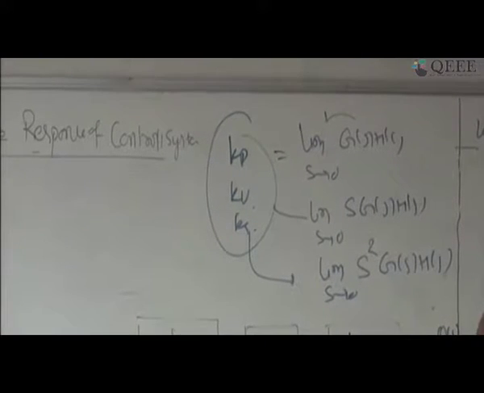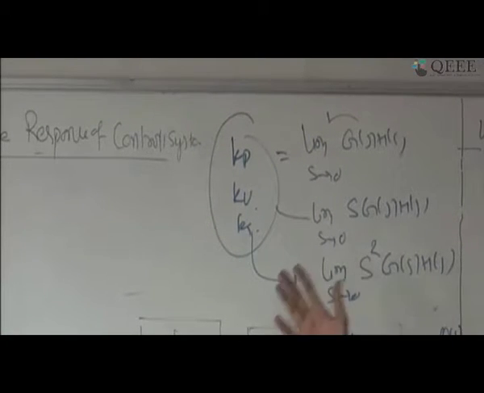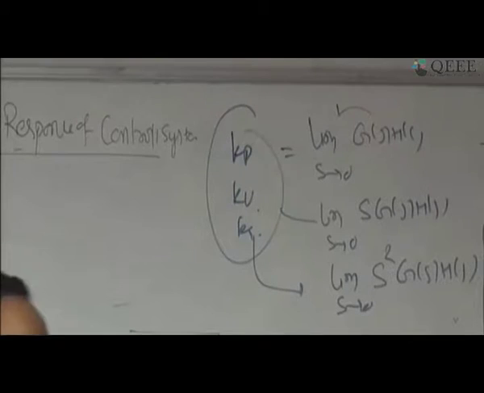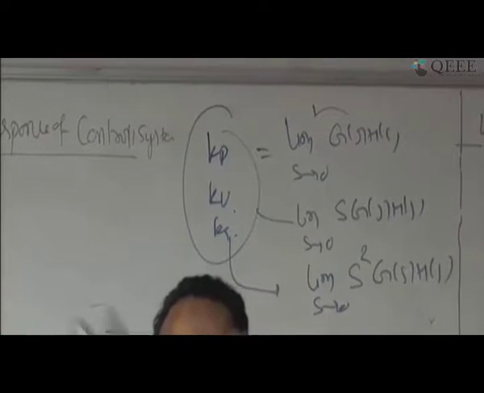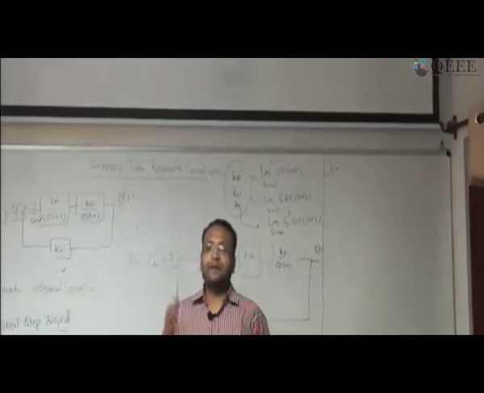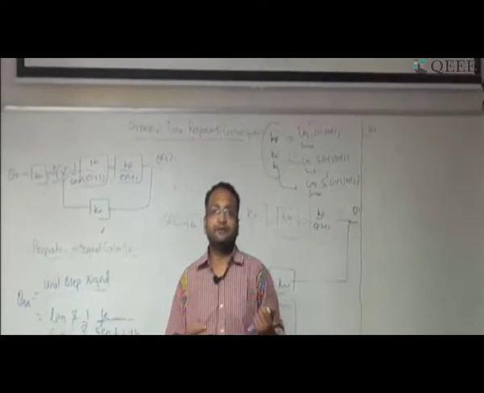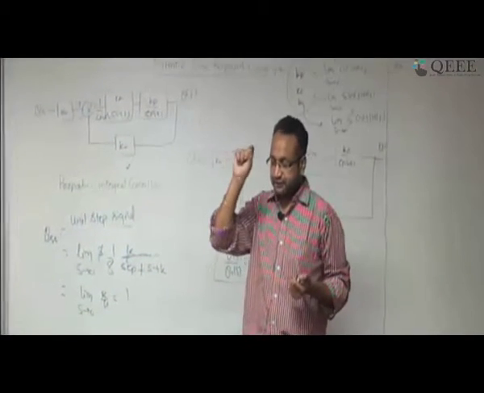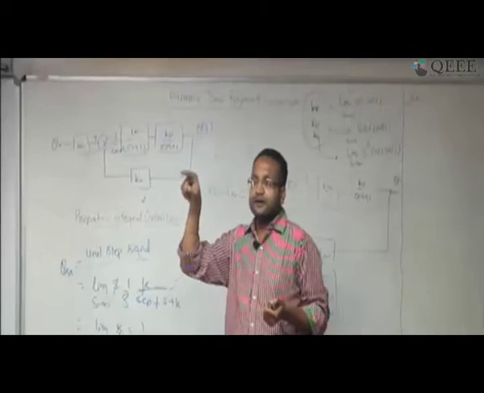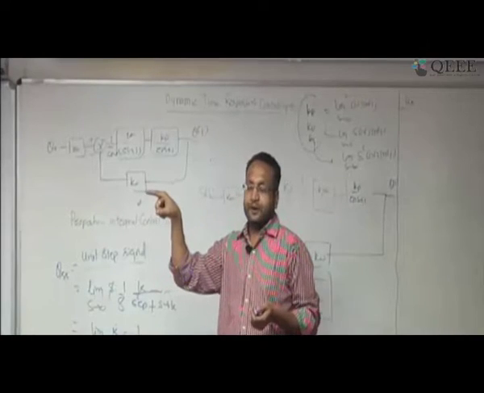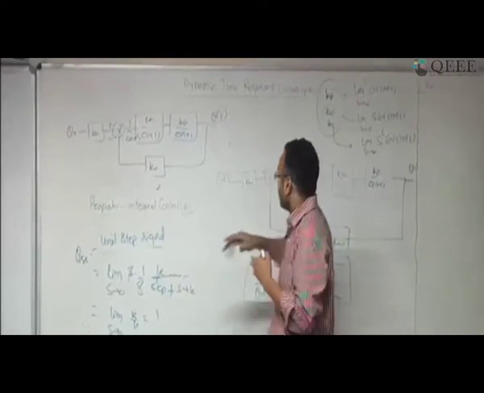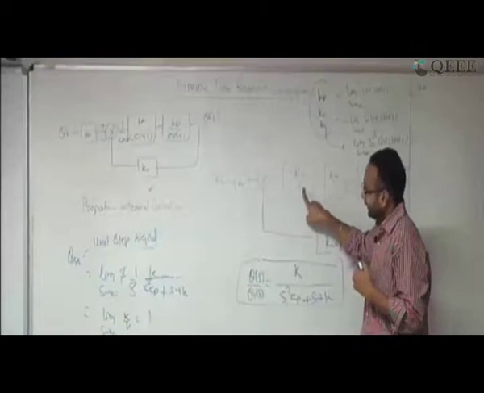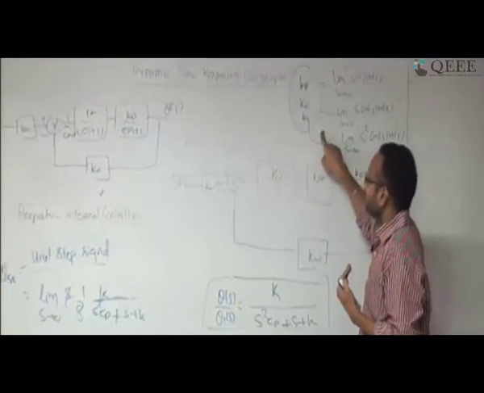So if you add a 1 by s integral, it is increasing the type of the system. Yesterday we talked about the type 0 system, type 1 system, type 2 system, type n system. So if I add an integral, it increases the type of the system. And if you look at the table which I worked out yesterday, if you increase the type of the system, you are going to get 0 error for some input. Look at the first row: for unit step input, the type 0 error is 1 by 1 plus Kp. For a type 1 system, this error is 0. Type 2 system, this error is 0. So by adding an integral, you are increasing the type of the system. Hence the error is coming down.